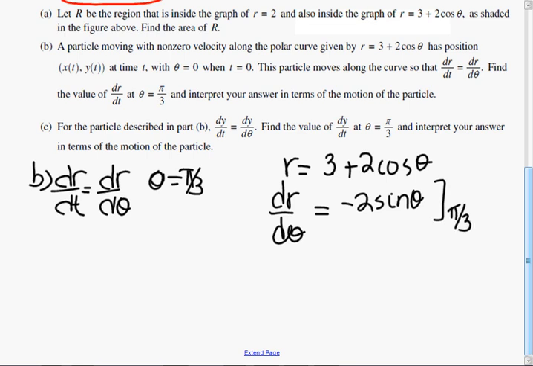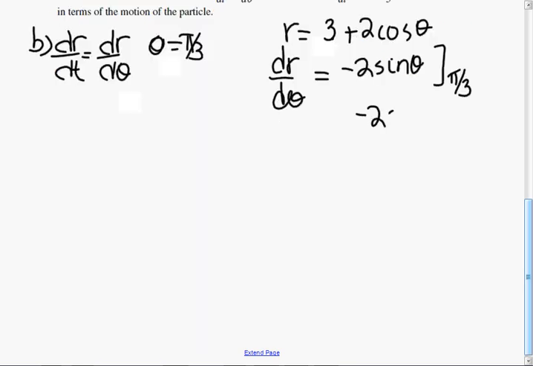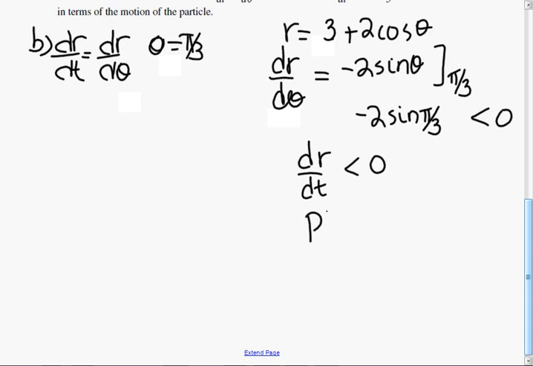Now, you could just leave it negative 2 sine of pi over 3. Because what's true about the sine of pi over 3? Is it positive or negative? It's positive. So this is always less than 0. So if dr/dt, because it's the same as dr/d theta, is less than 0, then what does that tell you the point's doing? If dr/dt is negative, the radius is getting what? Smaller, so the point is moving where? Closer to the origin, or the sun.